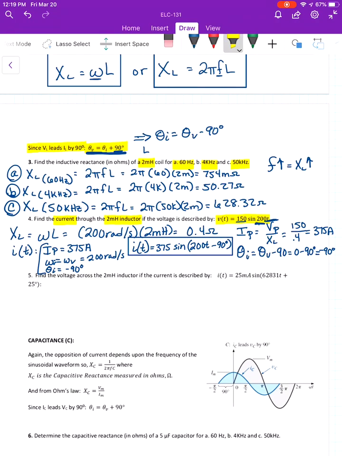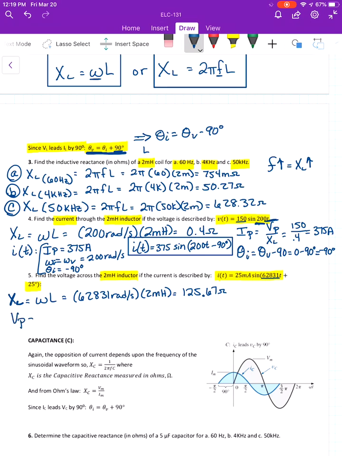This time we're given current right here and plus 25 degrees, and we're looking for the voltage across a 2 millihenry inductor again. So we're taking pretty much the same steps here. We're going to look for X sub L, and I'm using the same equation because we have omega. So that would be 62,831 radians per second times our inductance, 2 millihenries. So that means we have about 125 and 2/3 ohms, right about there.